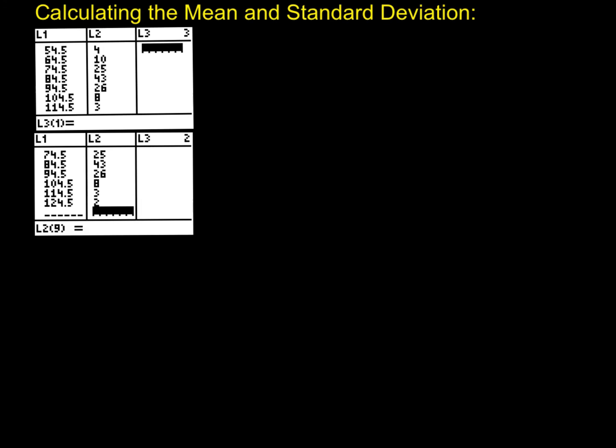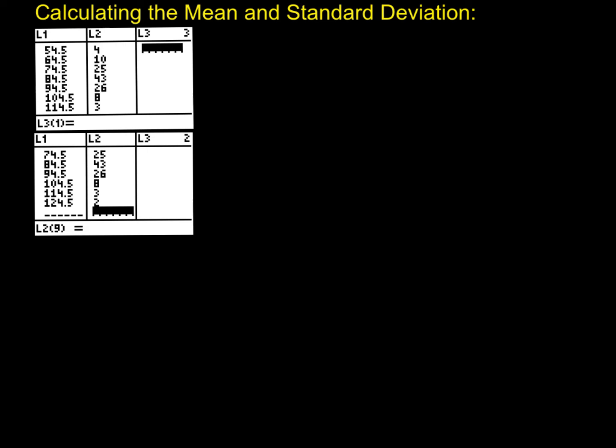To calculate the mean and the standard deviation of a frequency table, the first thing we want to do is input the class midpoints and the class frequencies into lists L1 and L2 in our TI calculators, which can be found in the Stat menu by pressing Edit. What we should end up with is two lists that look just like this. I've taken two pictures so you can see the top and the bottom. We should have our midpoints in L1 and our frequencies in L2.